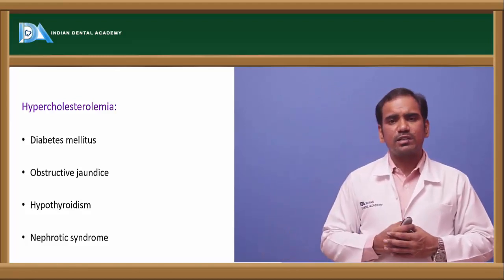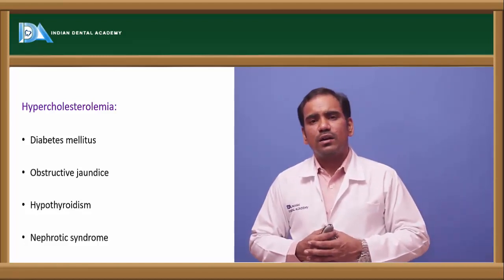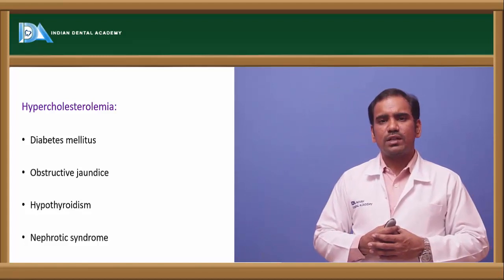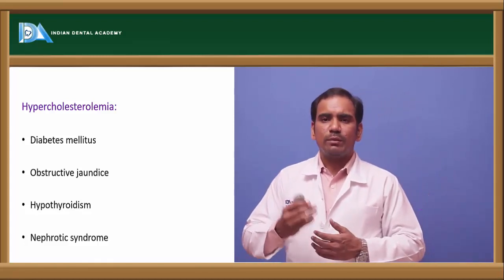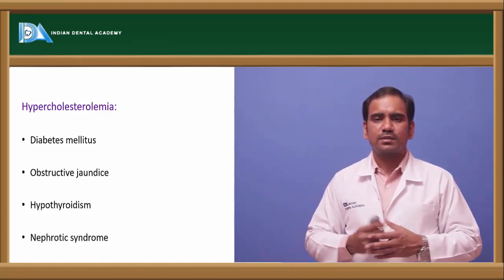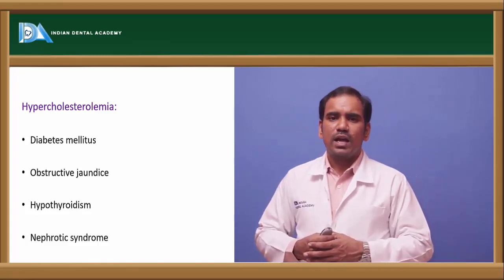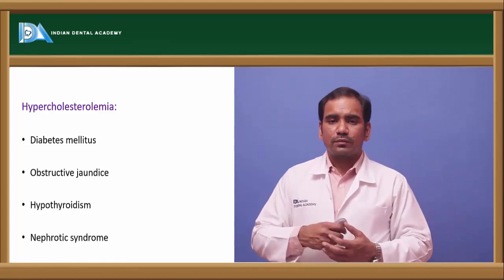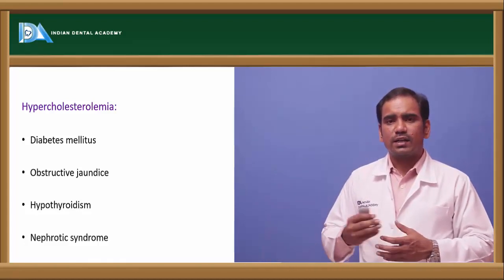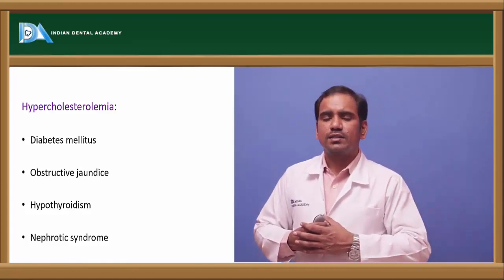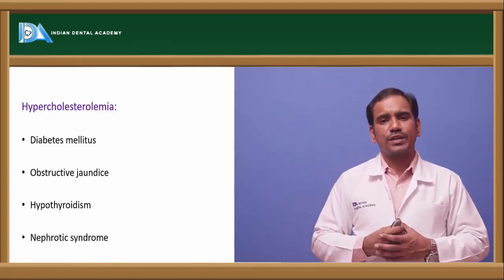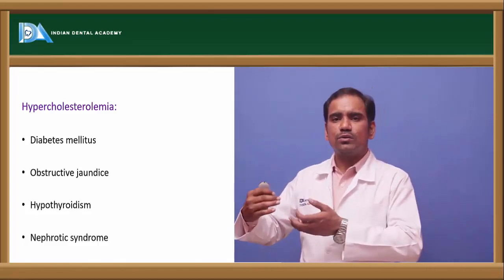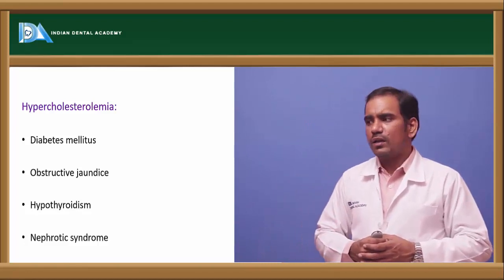In case of diabetes mellitus, there is a deficiency of insulin. Whenever there is a deficiency of insulin, the body depends upon other sources like fatty acids. There is increased lipolysis, and due to increased lipolysis, more fatty acids are oxidized, and that leads to the formation of excess amounts of acetyl CoA, and that acetyl CoA is used in the synthesis of cholesterol, right?